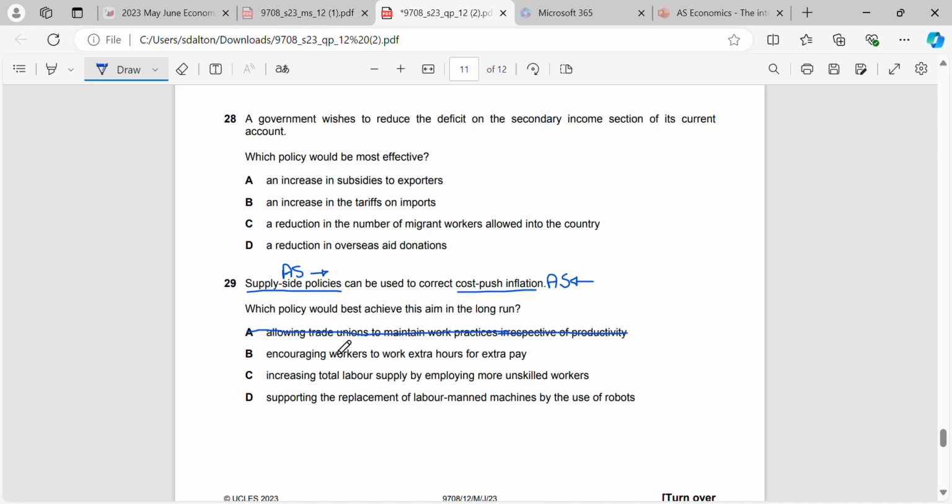If we encourage workers to work extra hours for extra pay, that's not going to fix cost push inflation. Remember that cost push inflation is a movement of AS to the left due to the cost of production increasing. So even if we're making more, if we then have to pay those workers more to increase the level of output, that doesn't mean that we're any more productive. So it's not going to allow us to shift AS to the right in the long run.